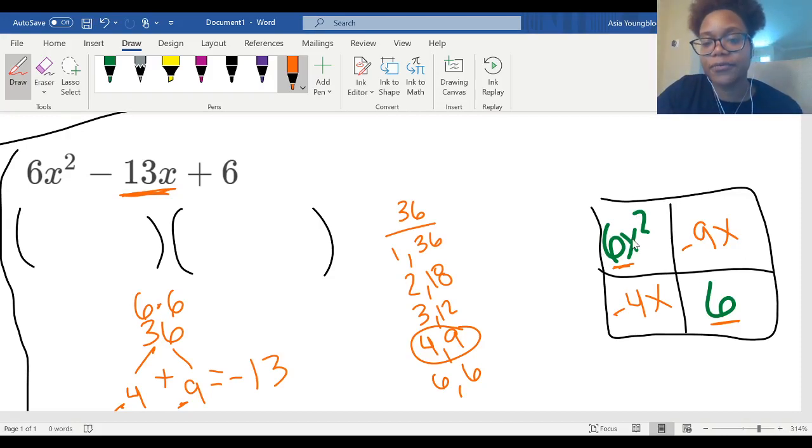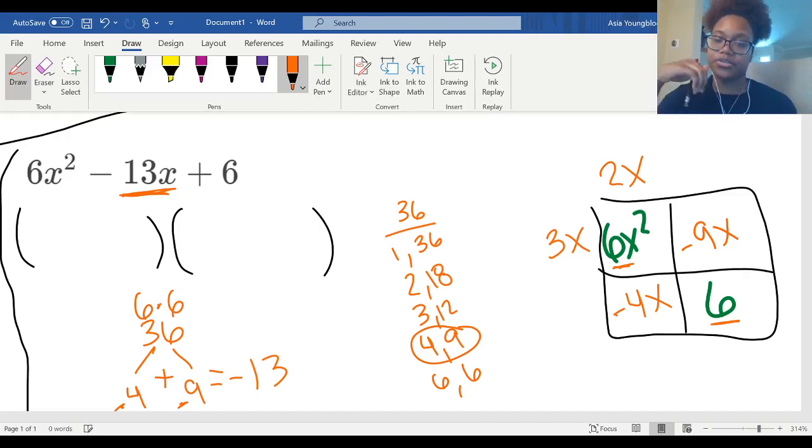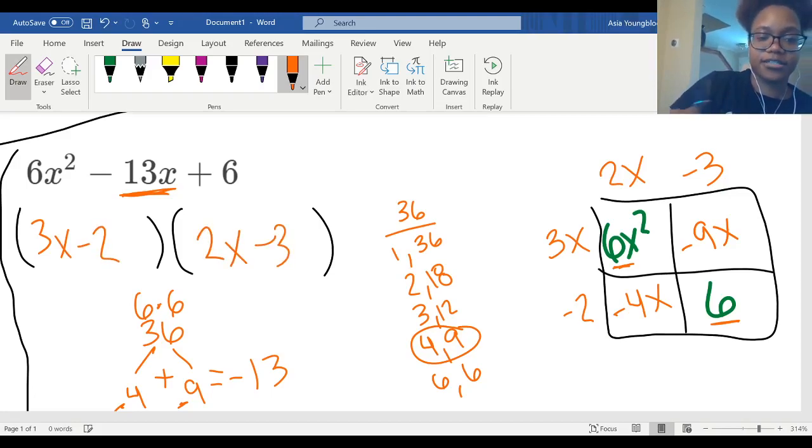Now let's look at this top row. The greatest common factor between 6 and 9 is going to be 3. We can also factor out an x because both terms have an x. 3x times 2x is 6x squared. 3x times negative 3 is negative 9x. 2x times negative 2 is negative 4x. And negative 2 times negative 3 is 6. So our factors are 3x minus 2, 2x minus 3.